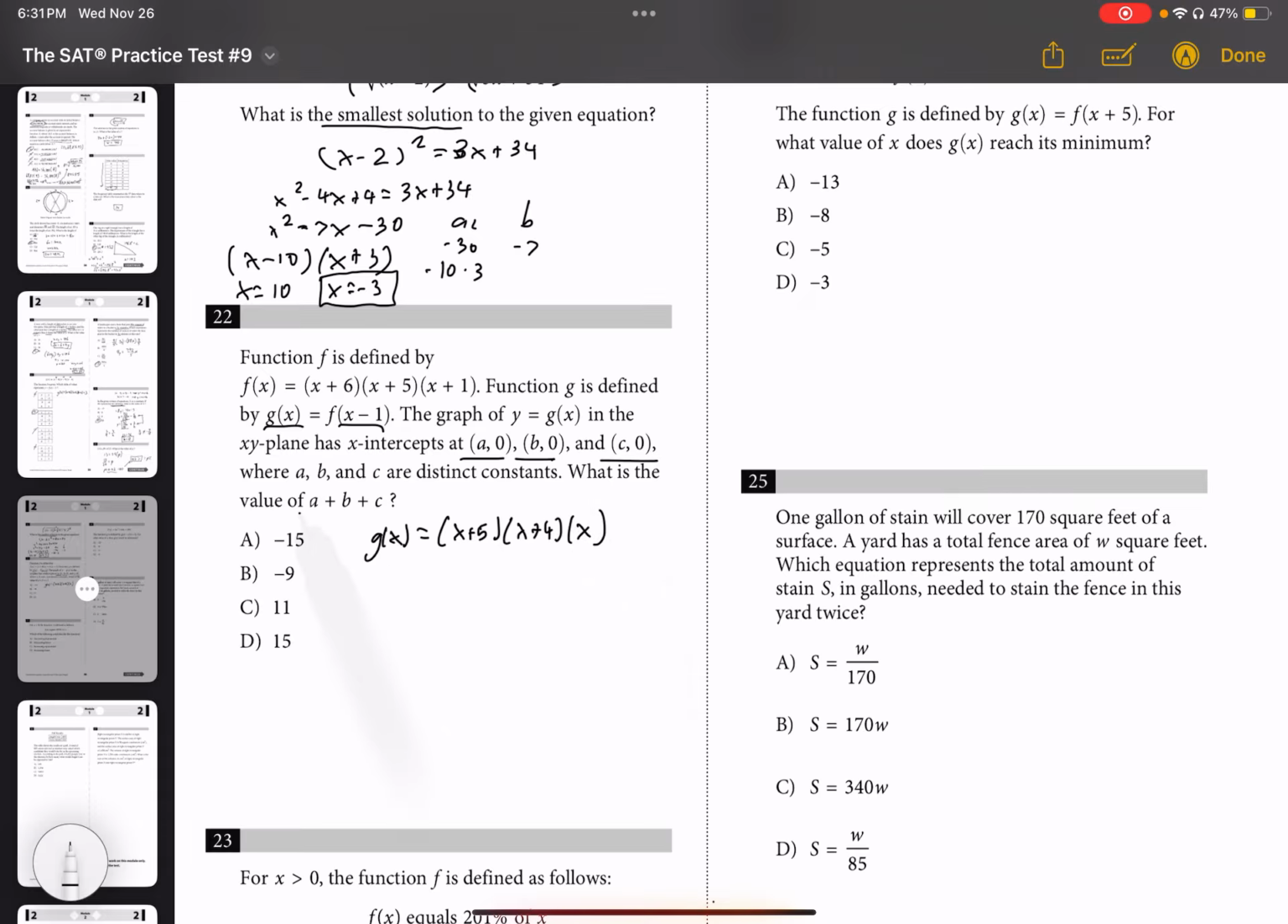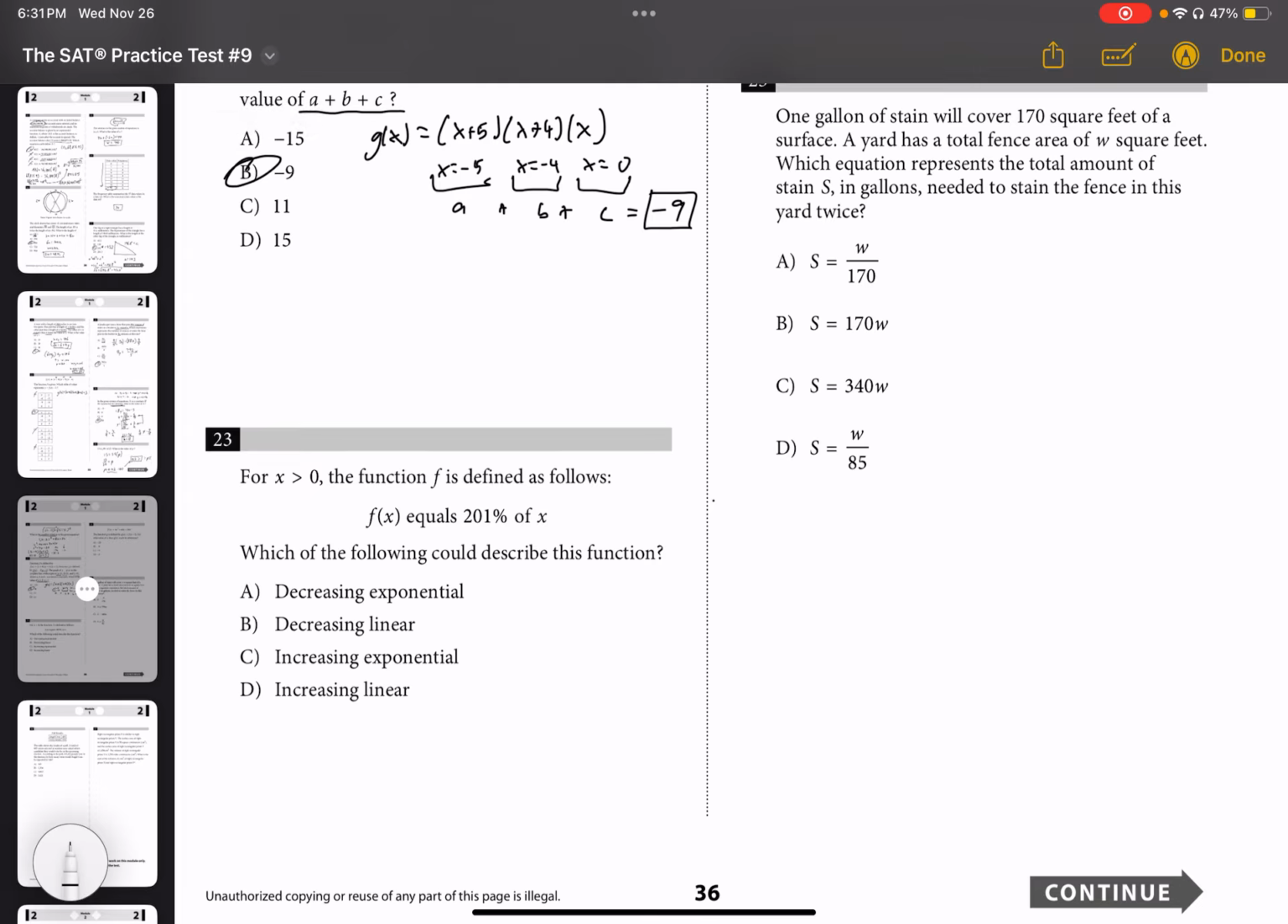Now, it's saying what's the value of a plus b plus c? Well, a, b, and c are all x-intercepts. So to find that, we're going to find our x-intercepts for this solution, which is given as such. So this is going to be a, this is going to be b, and this is going to be c. When we add all of these together, we're going to get -5 plus -4 plus 0, which is -9, which is answer choice B.